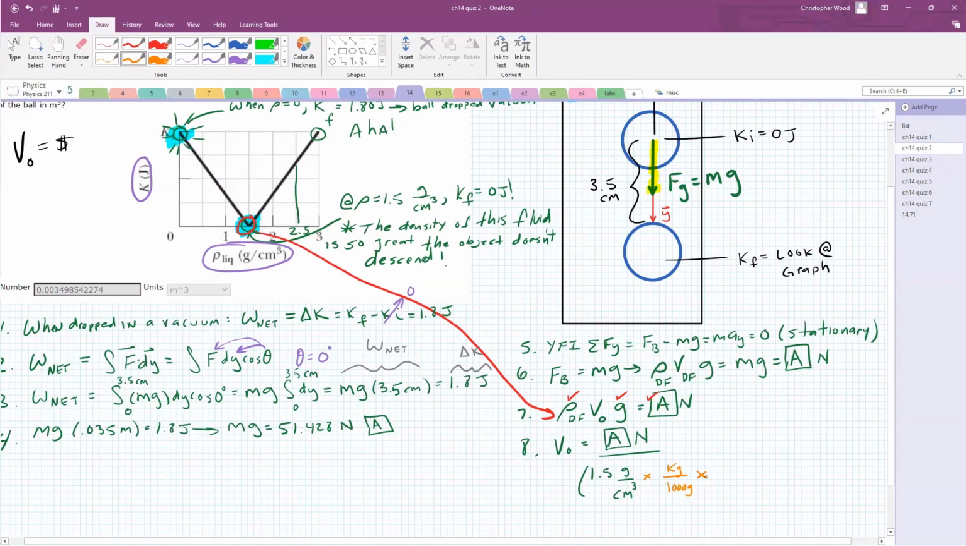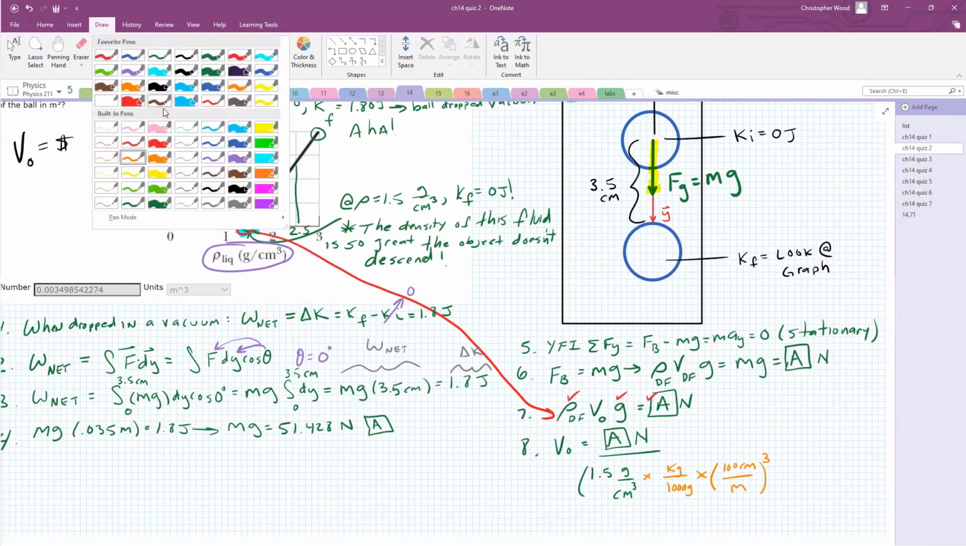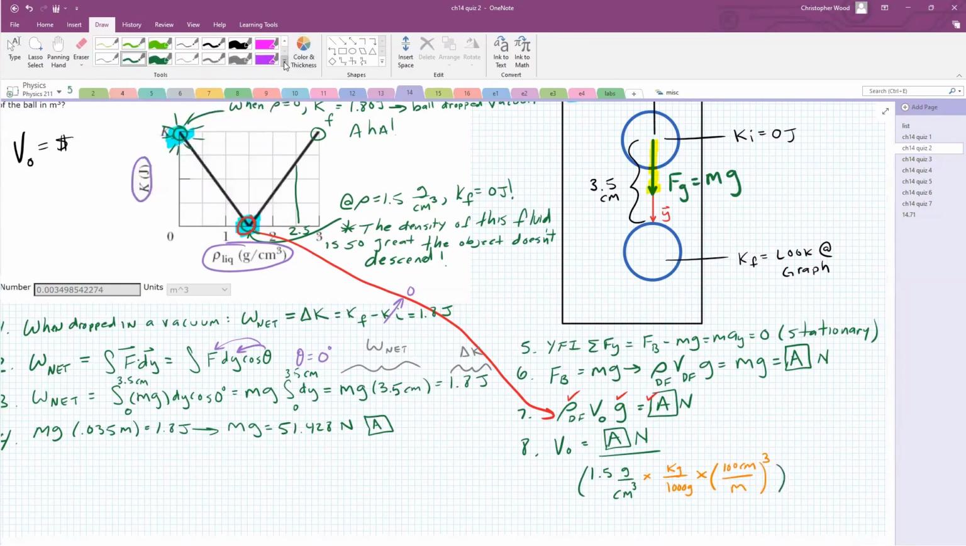And then here's another conversion. How many centimeters are in a meter? There's 100 centimeters per meter, but I don't care about centimeters per meter. I care about cubic centimeters per cubic meter. So that's my conversion factor to convert from cubic centimeters to cubic meters. So two conversions. I need to deal with 2 conversions. Here's the cancellation. Grams here cancels with grams here. Cubic centimeters here cancels with cubic centimeters here.